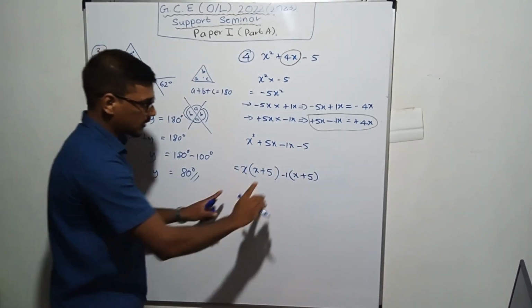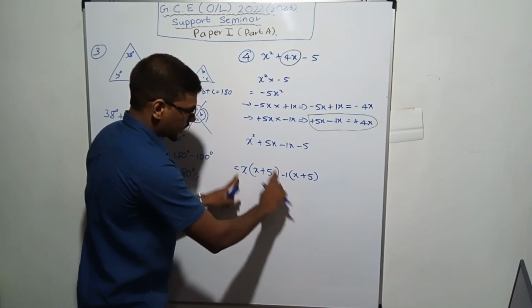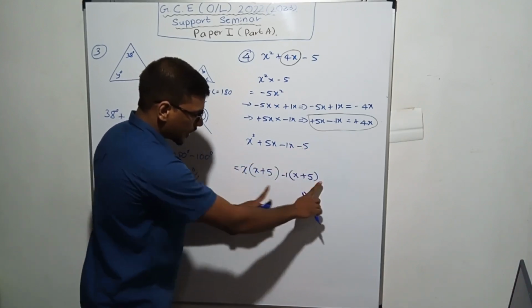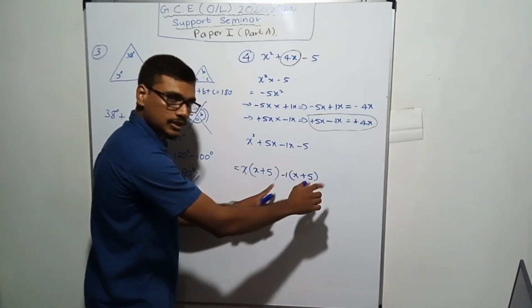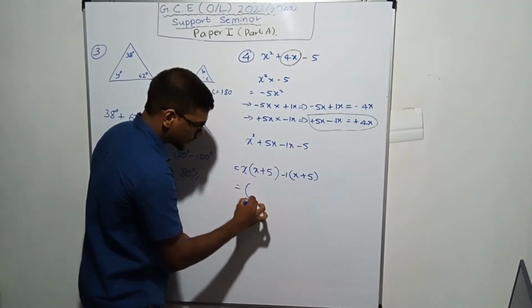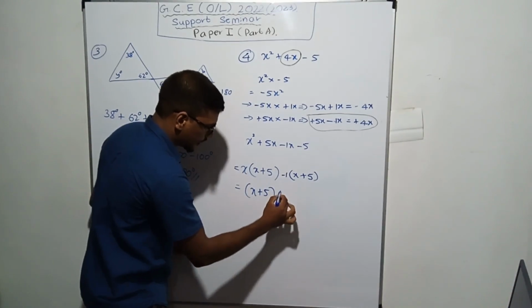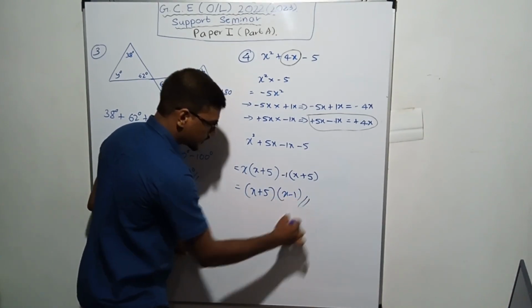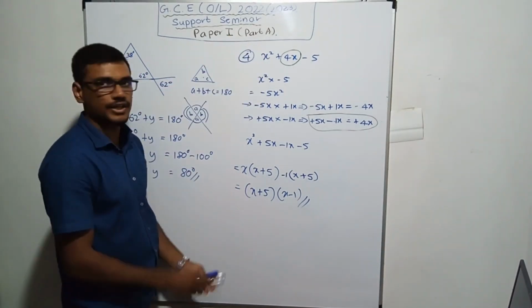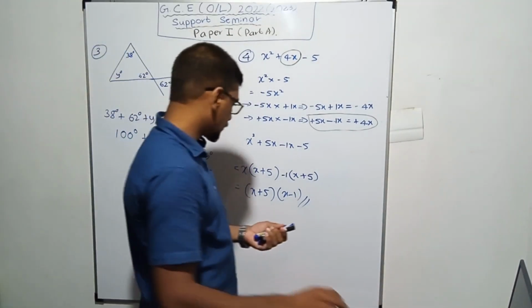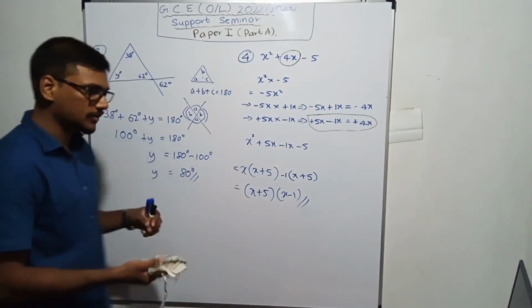Now there are two separate terms. Here there were 4 terms, now there are 2 terms. Out of these 2 terms, this bracket is common for both terms. Now you can take that bracket out. Then x plus 5 times x minus 1. Okay, that's the factorizing of x squared plus 4x minus 5. I think it's okay, so we'll move to the next sum.